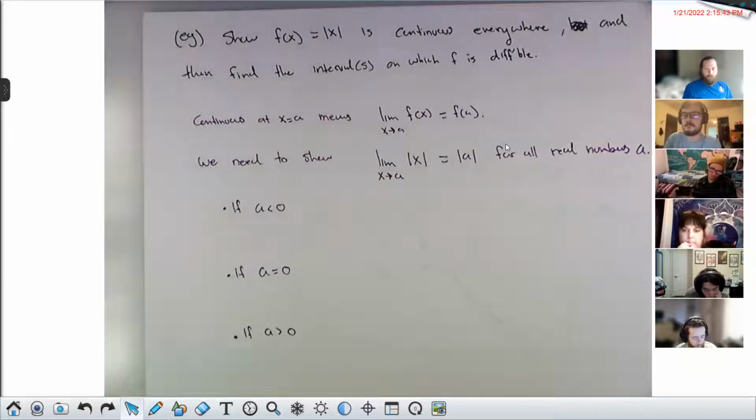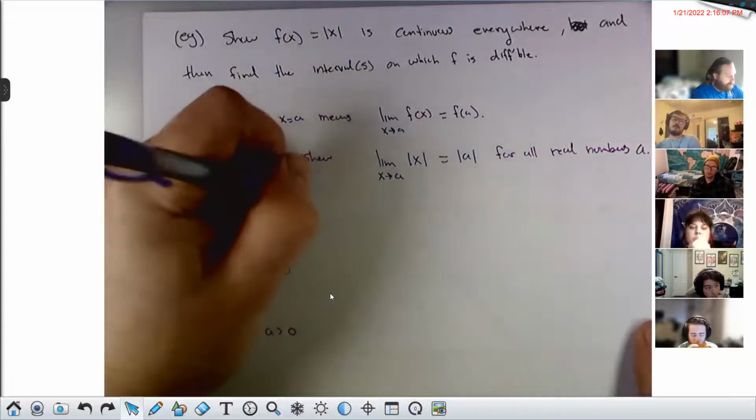Right, so this is for the 3 things we need to show for the first part of the problem. We need to show that the function f of x, absolute value of x, is continuous everywhere, which means this limit equation is true for all real numbers a. And I'm going to think about the set of all real numbers as the set of negative numbers, 0, and the set of positive numbers, because the absolute value function behaves a little different on each one of those sets.